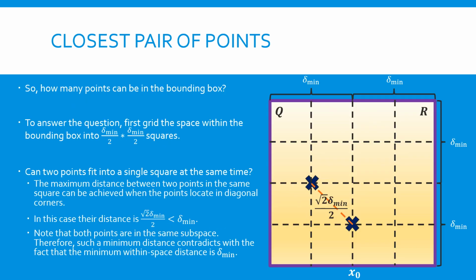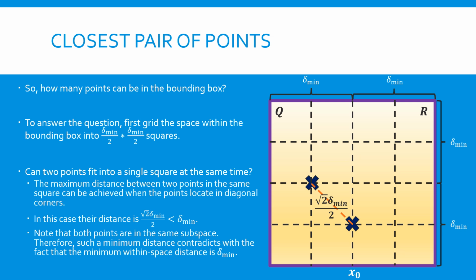Now, let's investigate how many points could be in the search space. Let's zoom into the search space and grid it into 16 smaller squares, each with a side length of delta min over 2. Note that the divider line is in the middle of the search space and does not go through any of the smaller squares. As a result, each smaller square must entirely belong to either of the subspace Q or R and cannot be in both.